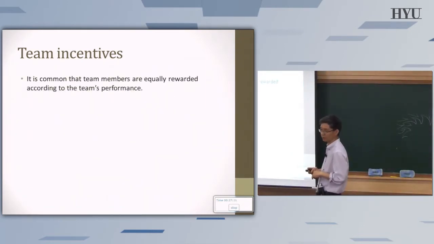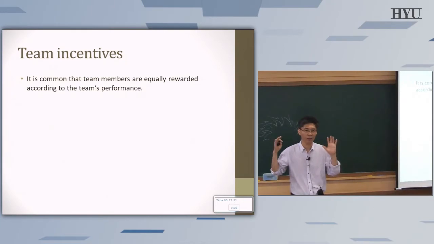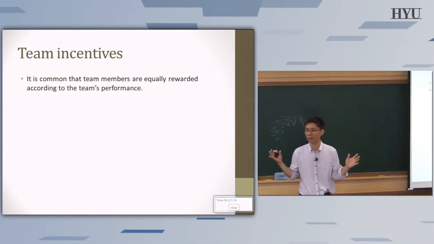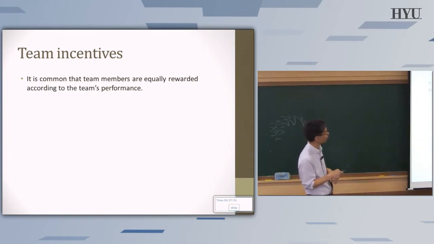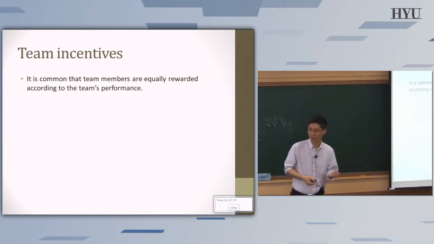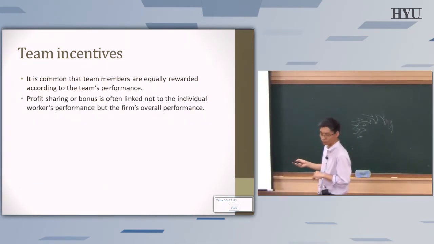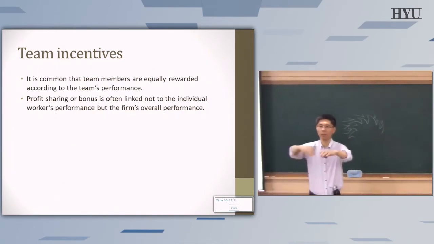Team incentives like a team bonus are actually very, very common. For example, at the year end, in lots of companies, workers are interested in their team bonus. It's in almost every company. Usually the team members are equally rewarded according to the team's performance. They look at the whole team's performance, and they pay them equally. Similar is profit sharing, or a bonus based on the firm's overall performance. It's a little bigger thing, not by team, but by the whole firm.